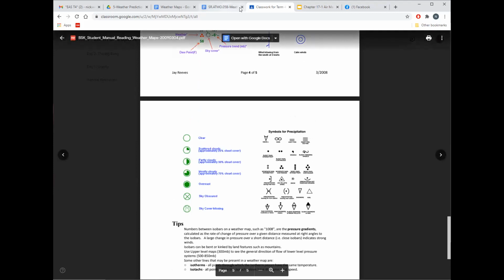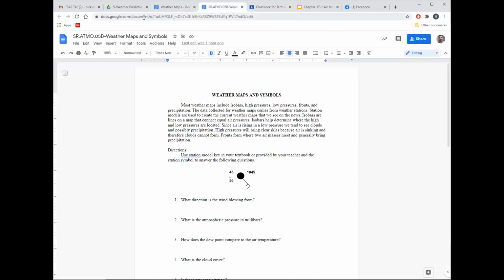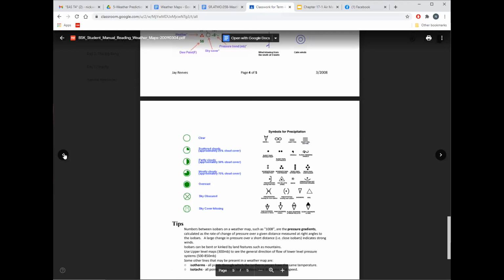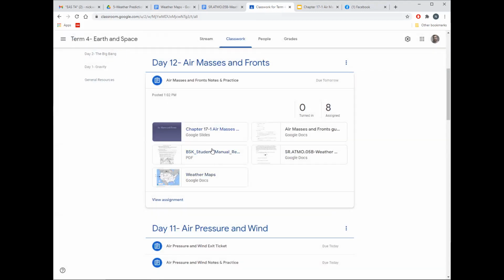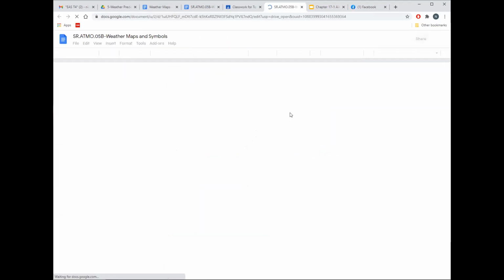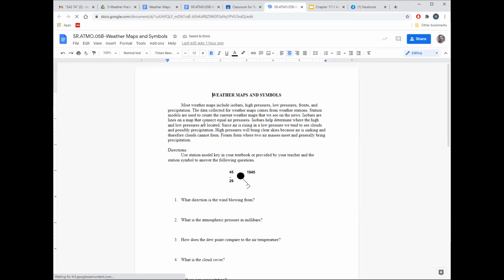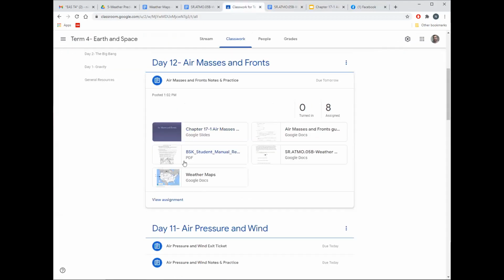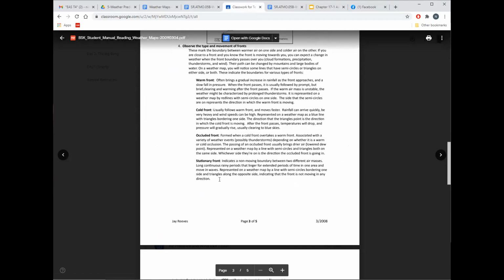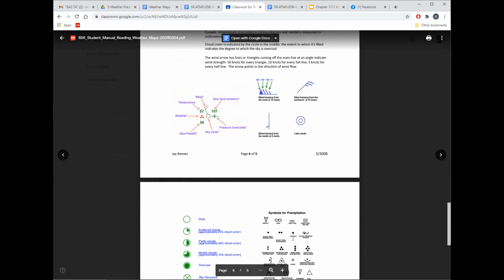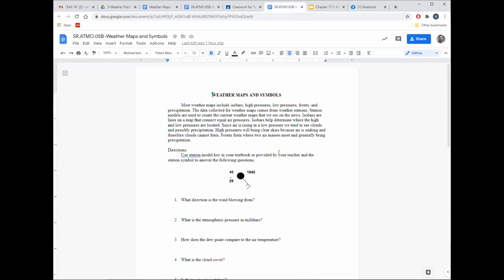Well, if you go back to the class, I have it open already, and you click on, we have two things left to do for today. We have the weather station, weather maps and symbols one, and then we have this one right here. If you click on this one first, it's going to open up and look like this. And what we're going to do is use the key that we had from right here, and use this information to decode this weather symbol.